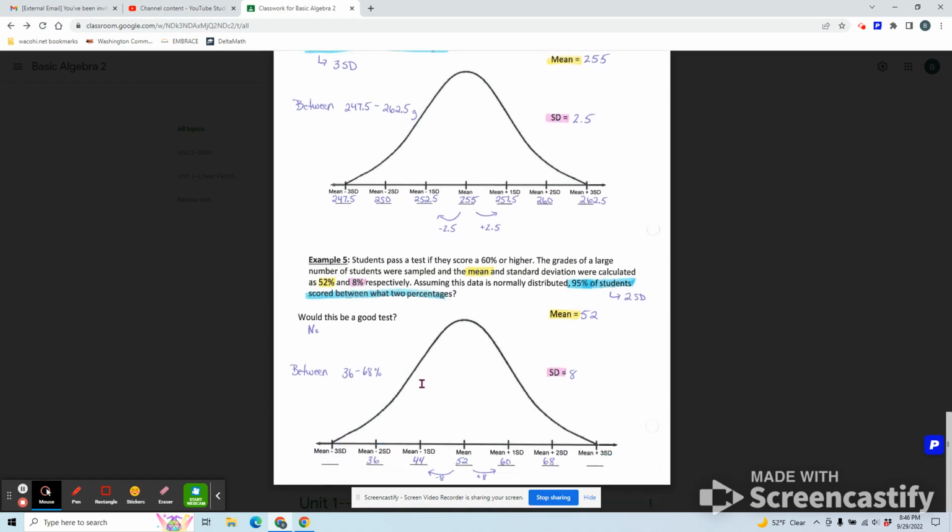And then the last one. So very similar to what was up here, but now I want 95% of the students to be between what two percentages. So this test had grades that were between 36 and 68%. So 95% of the students scored between 36 and 68%. So think about it. Is that a good test? Nope. Right? If your score is out of 100 and 95% of your students are not even getting a C, something didn't work out.